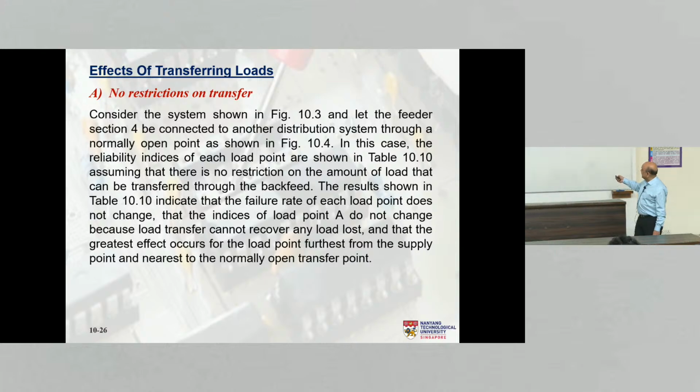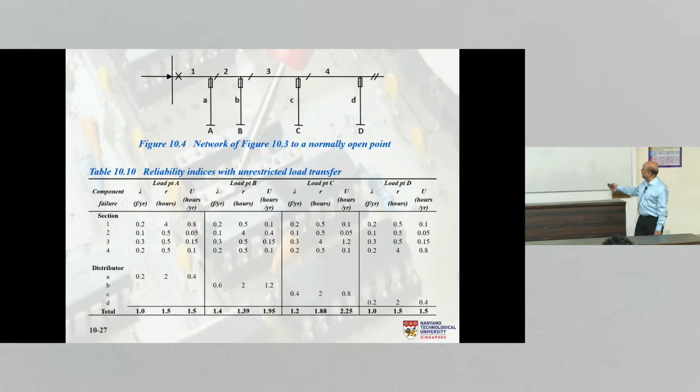So in this case, the reliability index of each load point is shown in the table, and this indicates that the failure rate of each load point does not change. The indices of load point A do not change because load transfer cannot recover any load, right? So even if I get power from here, suppose there is a failure in section 1, this breaker will go off. Can I provide power from here to load point A? I cannot, right? Because there is a fault in this section. The minute I try to provide power through this, then again the fault will be there, right? I'm reconnecting the fault. So load point A cannot benefit from this normally open point, the backfeed, the alternative power supply. But all the other load points will benefit.